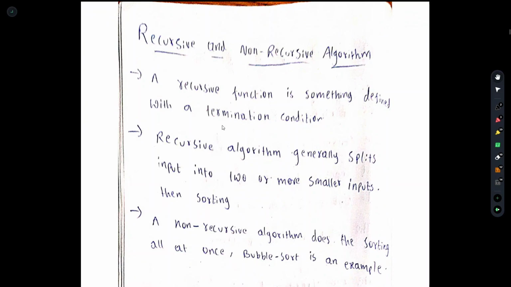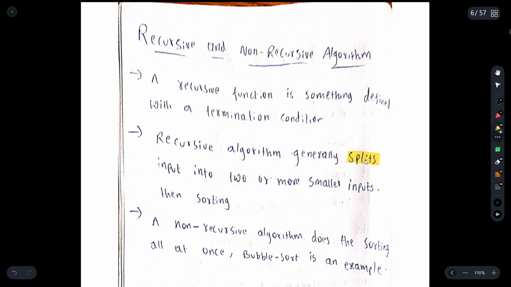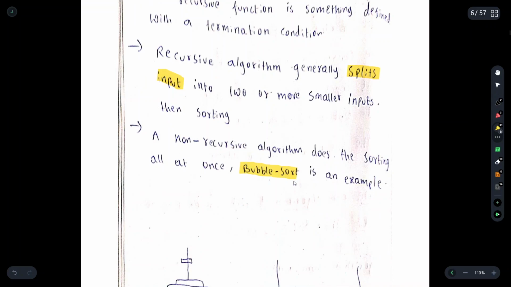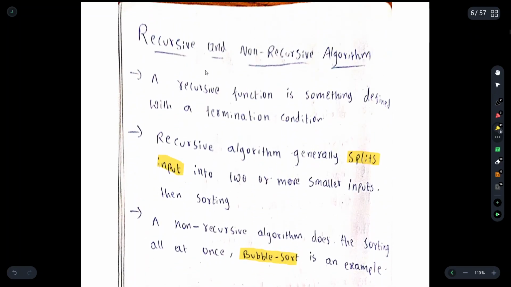Now let us see recursive and non-recursive algorithms. Basically, a recursive algorithm generally works in groups. It will split up the input into two or more smaller inputs, and then sort the things up. So a recursive algorithm does that, whereas a non-recursive one will go in a single go, like bubble sort. In bubble sort it goes in a single go, right? So in this way we can distinguish recursive and non-recursive.